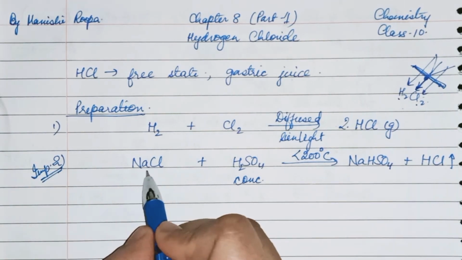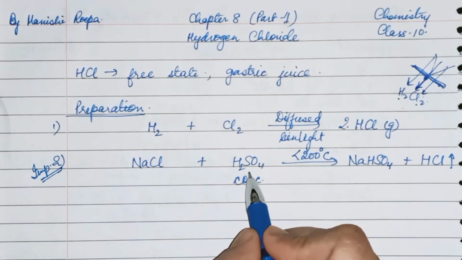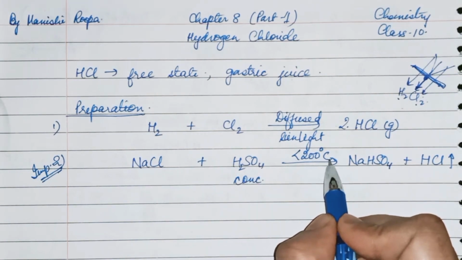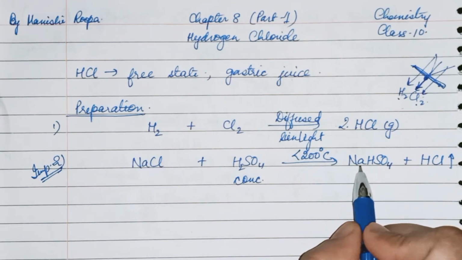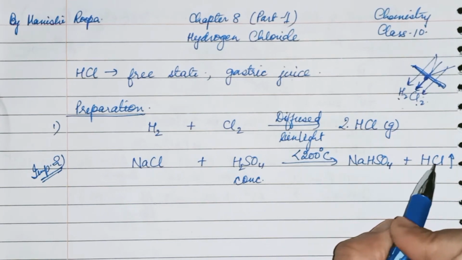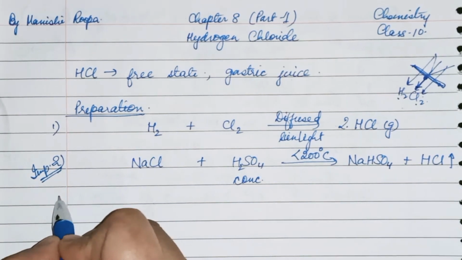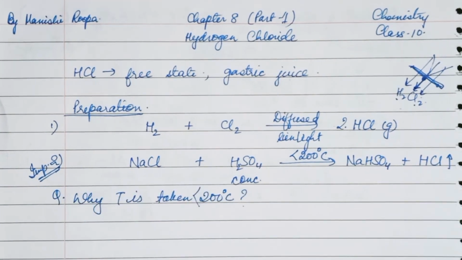This is the main preparation of HCl gas. It is prepared when NaCl reacts with sulfuric acid. The temperature is kept below 200 degrees Celsius, and it will give sodium bisulfate and HCl gas. So here one question arises children, why is the temperature taken less than 200 degrees Celsius?